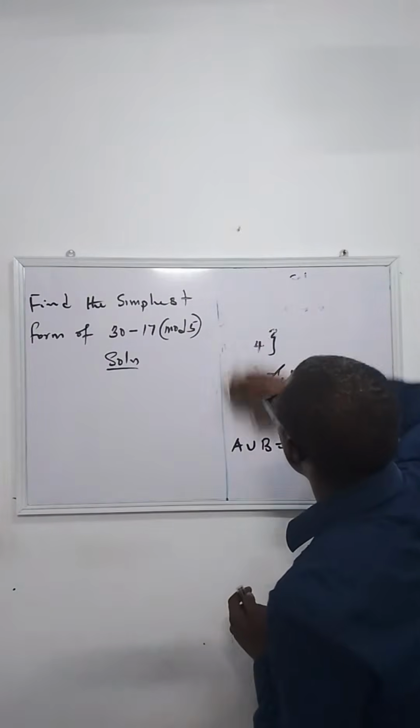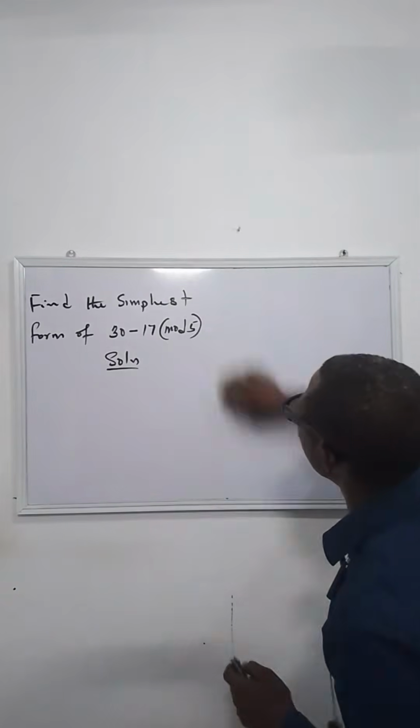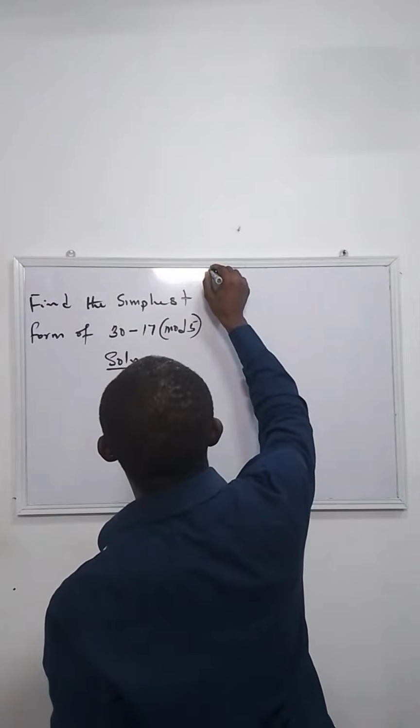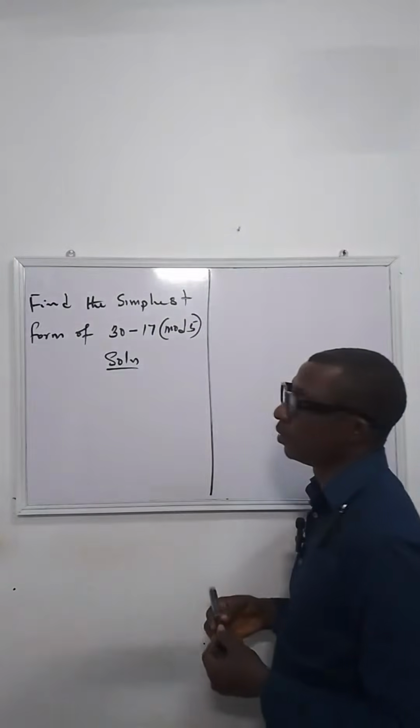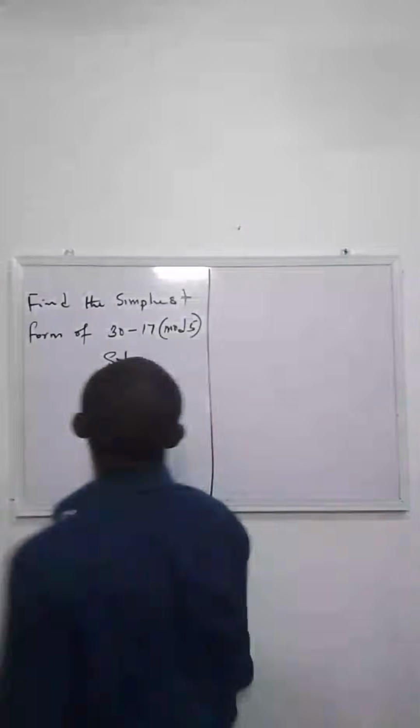Okay, so what do you have? If you have the answer, you can drop it in the comment section. What is the answer to that problem? Find the simplest form of 30 minus 17. So what do you have for that? Let me see if you have the answer. Okay, so this is very simple.